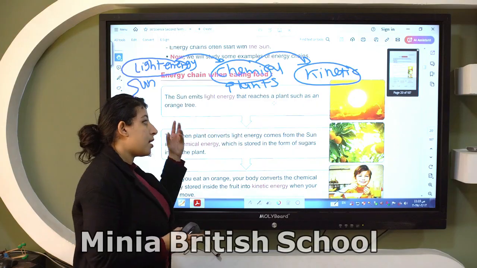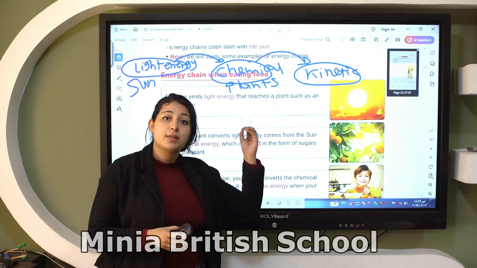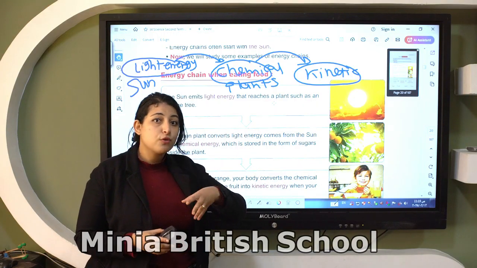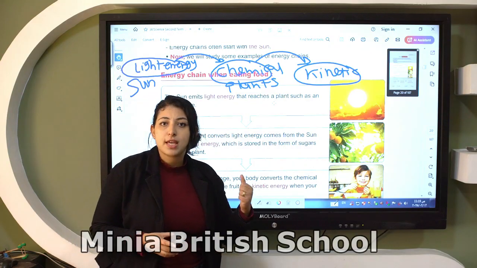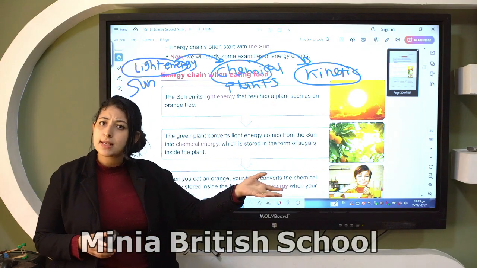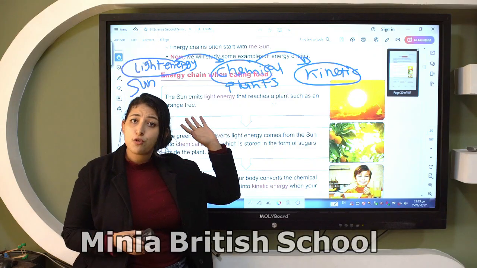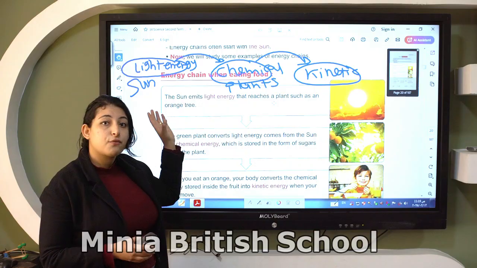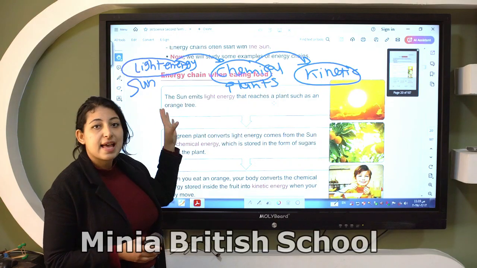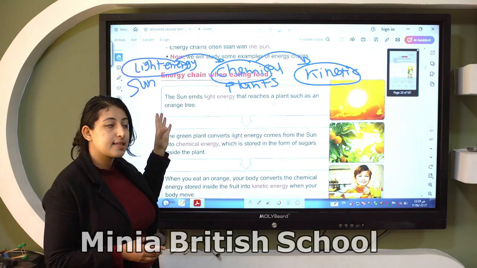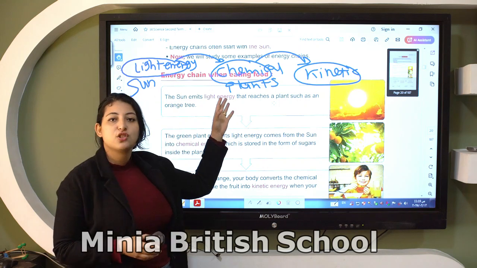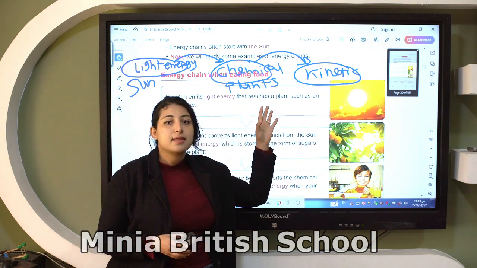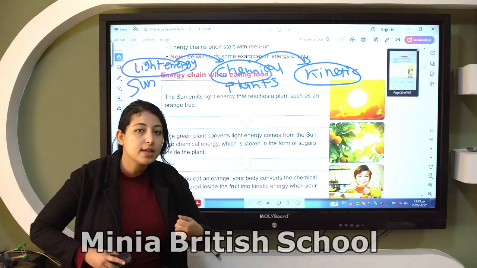Okay, so when I ask you, please draw an energy chain about your movement or the food you eat, I have to say from the beginning, I eat plants and animals. So plants take energy from the sun. So the energy chain must start from what? Starts from the sun. Yes, light energy of the sun changes into chemical energy in the plant, that it changes into kinetic when I move.